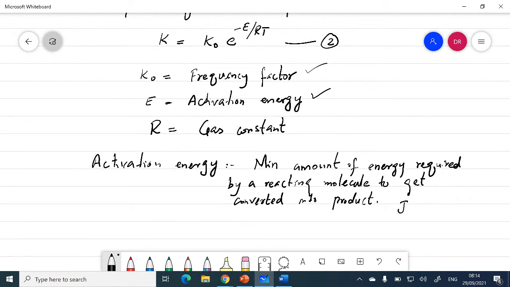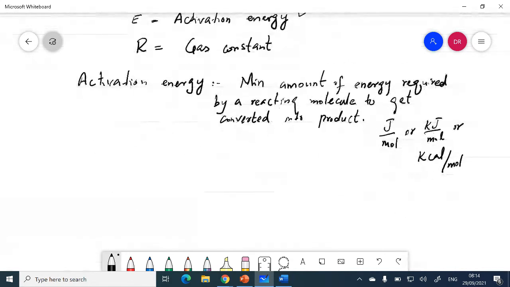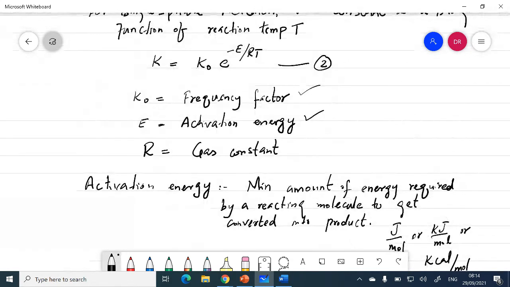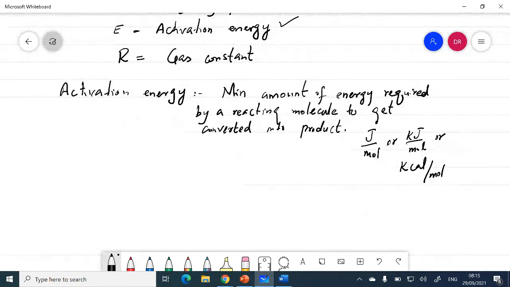Generally, the unit for activation energy is joule per mole, kilojoule per mole, or kilocalorie per mole. So these are the units of activation energy. Okay, and here in this equation, E is the activation energy. And what is K naught? K naught is also a constant, and that is the frequency factor. And what is the frequency factor?